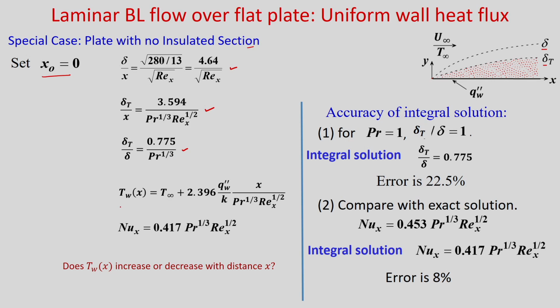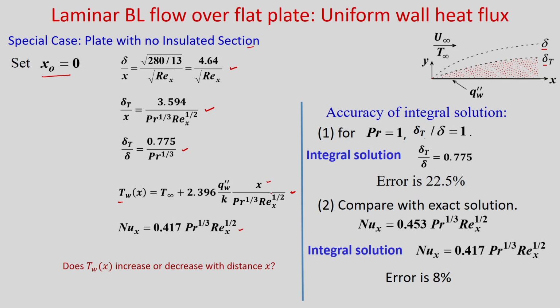Okay. And the wall temperature variation, you can see here, you will get as T infinity plus 2.396 q double prime W by k into x by Prandtl number to the power 1 by 3 Re x to the power half. Okay. So, you can see it varies with x. And Nusselt number x you will get as 0.417 Prandtl number to the power 1 by 3 Re x to the power half. In this expression you can see, does T_W(x) increase or decrease with distance x?